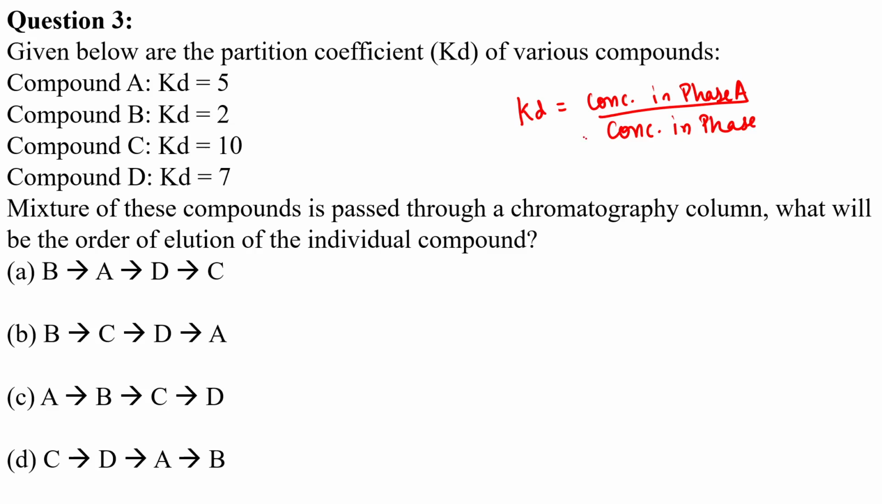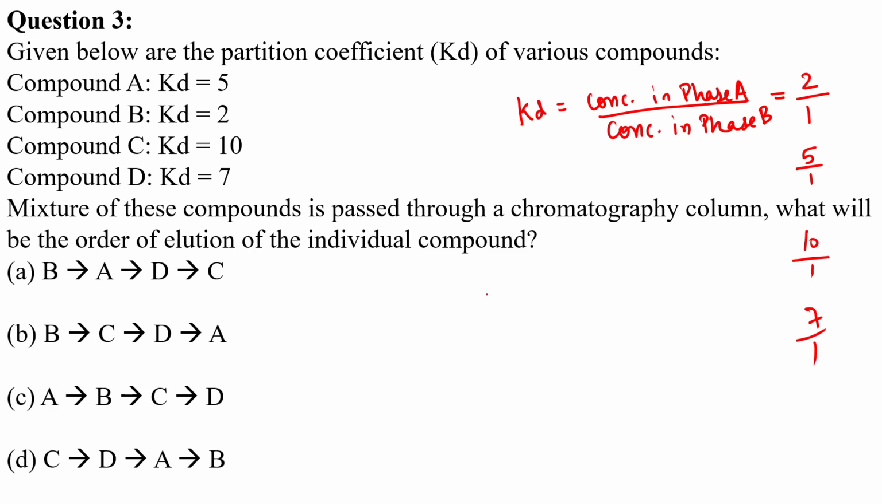So, if I have a compound whose partition coefficient is 2, that means two parts of it are in phase A and one part is in phase B. If I have a partition coefficient of 5, that means 5 parts of it are in phase A and one part is in B. Similarly, if something has partition coefficient 10, that means 10 parts of it are in phase A and one part is in phase B. And for the last compound, 7 parts are in phase A and one part is in phase B.